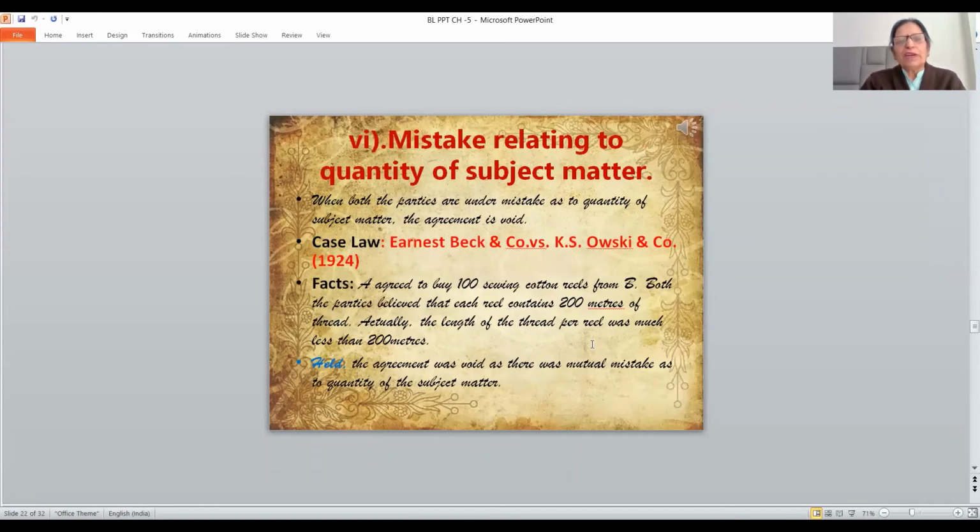Mistake relating to quantity of subject matter. The case law is Ernest Beck and Company versus K. S. Ovsky and Company. A agreed to buy 100 sewing cotton reels from B. Both the parties believed that each reel contains 200 meters of thread. This was the length in the reel. Actually, the length of the thread per reel was much less than 200 meters. So in this case, friends, it is very clear there was a mistake as to quantity of subject matter.